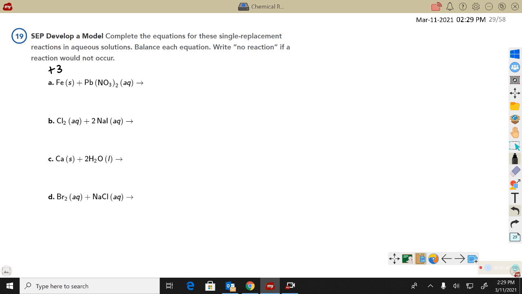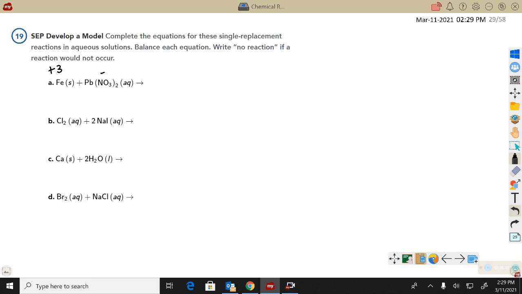Now, I can kind of figure out the lead. I do need to have page 98 handy in my textbook because I see NO3 is a group. It's nitrate. And so when I look up nitrate on page 98, I can find its charge.